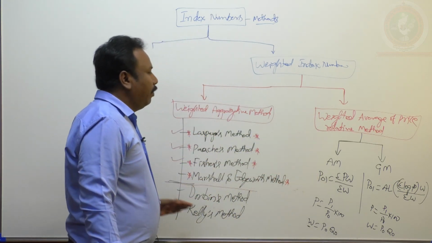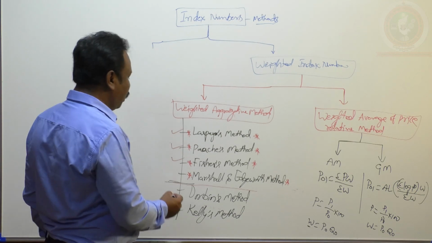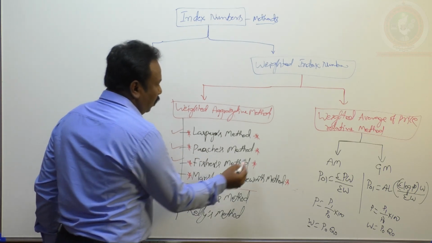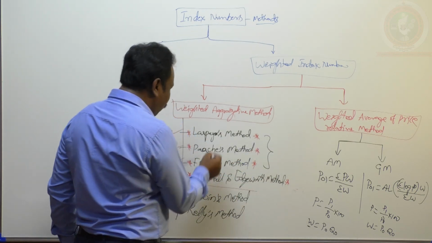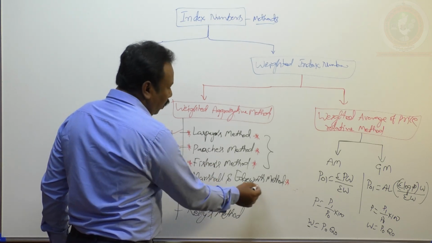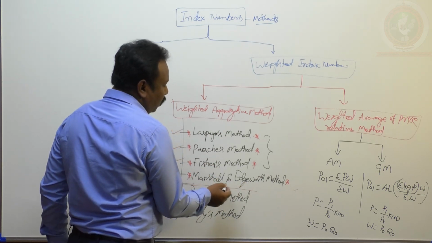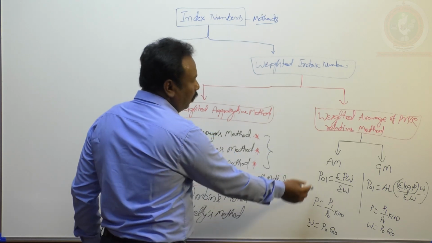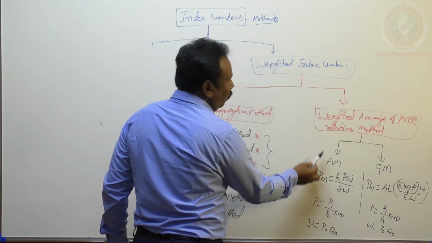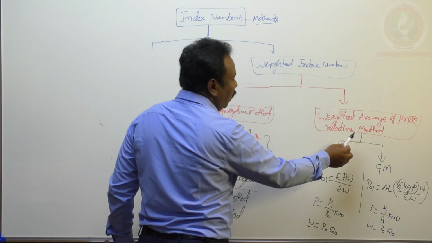So these are all the various methods. Now we are going to refresh these three methods, and we will discuss some cases in Marshall and Edgeworth method. After that, we are going to discuss the weighted average of price relatives methods.